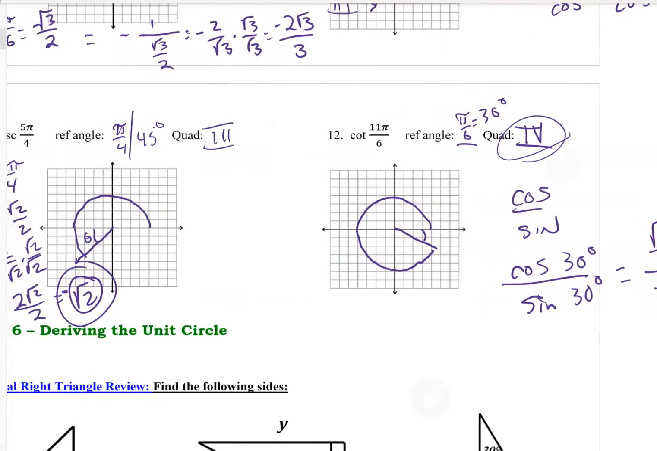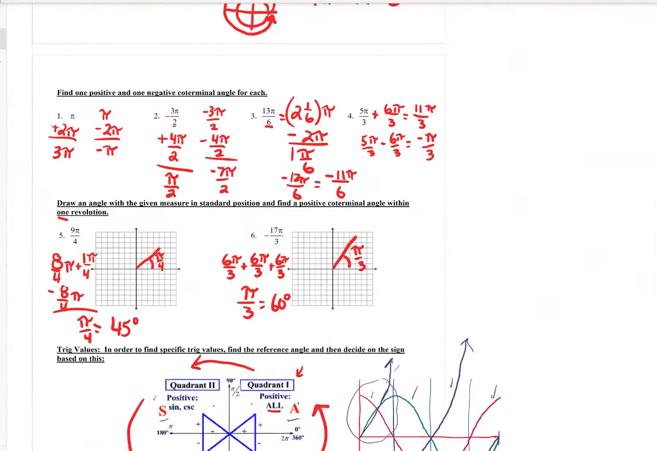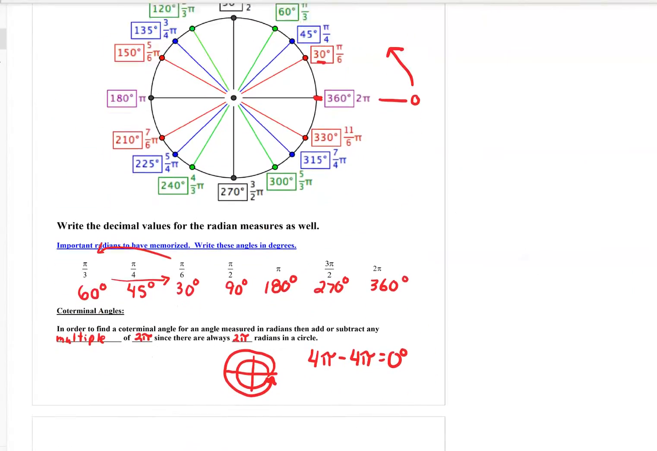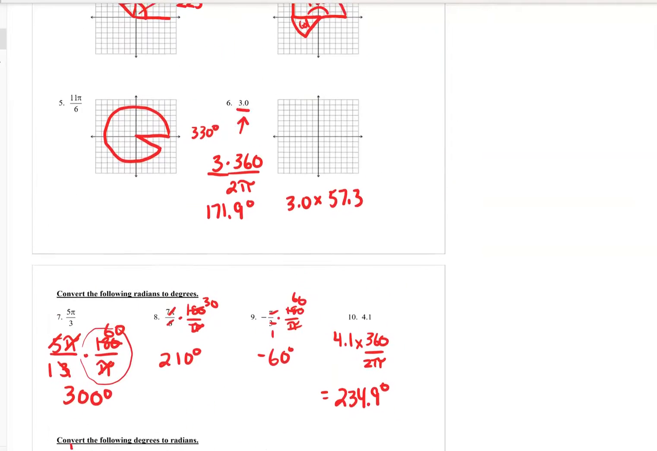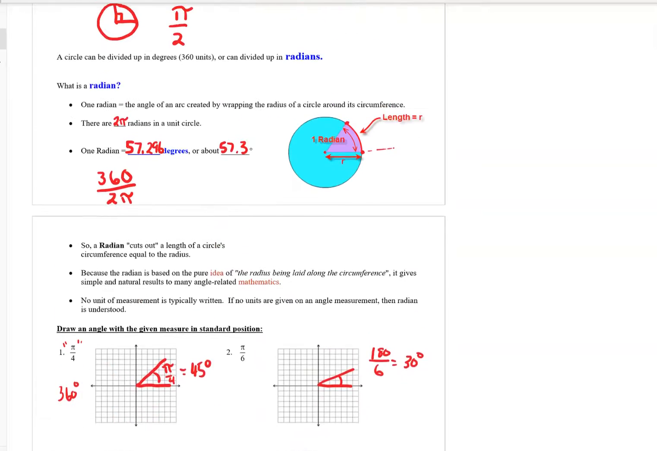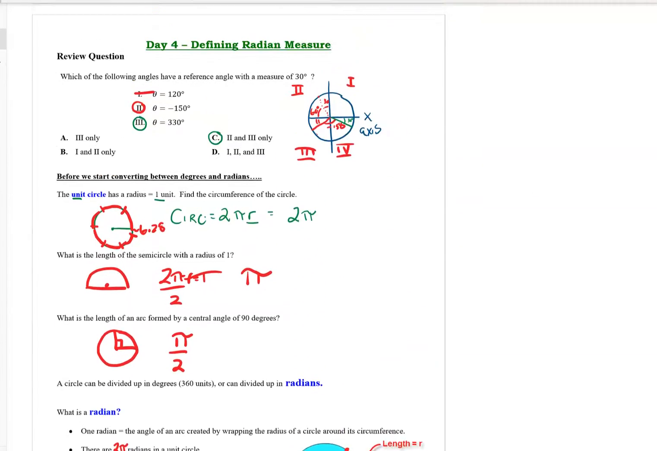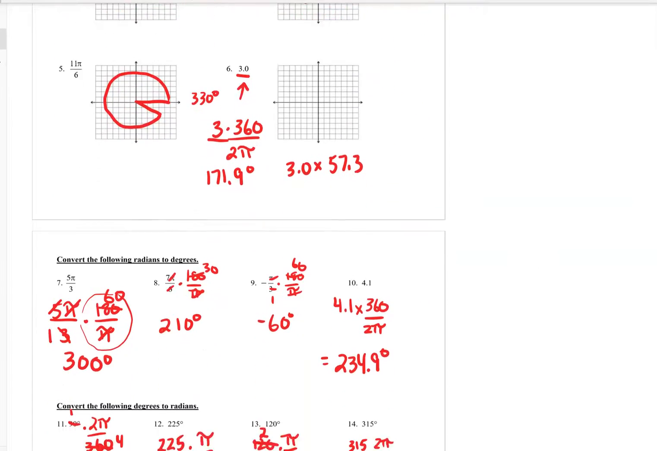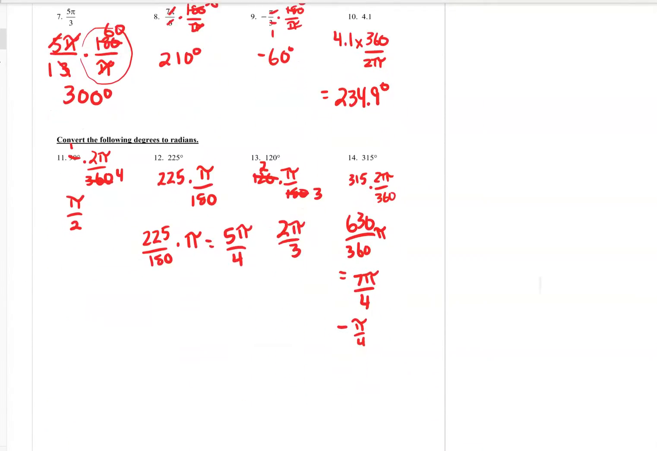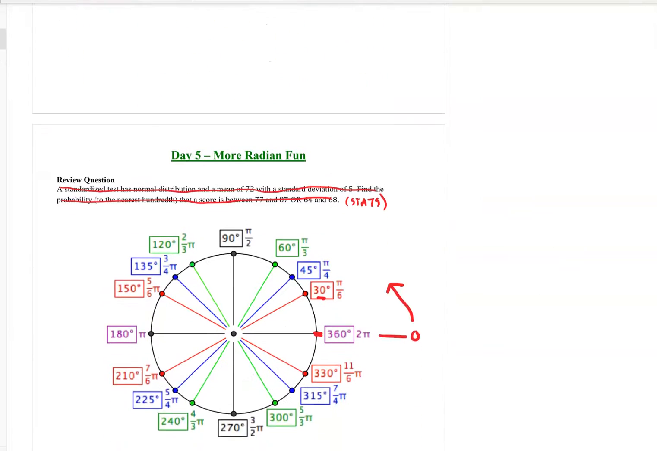Please take a look back through. You're going to, once again, want to make sure that you know your sine and cosine values for some of your basic angles, meaning 30, 45, 60, and 90, and then working from there to derive the rest.